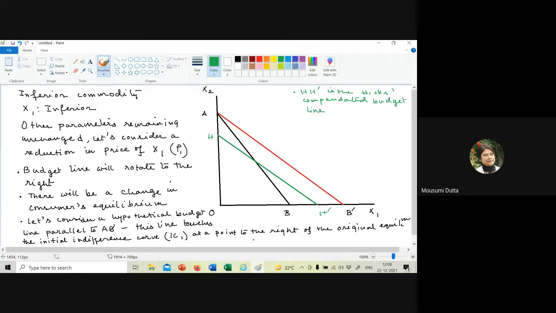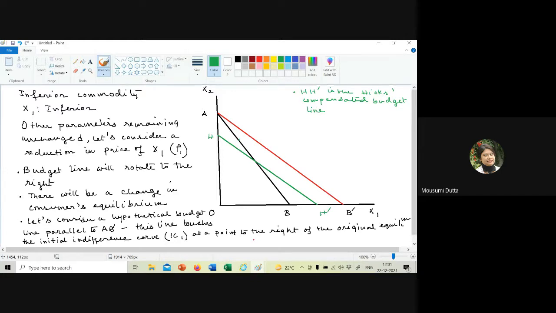Now, if I compare AB prime and HH prime, both are showing the same relative price of X because they are parallel to each other. In other words, HH prime is indicating the new lesser relative price of X1. It is flatter than AB and it is parallel to AB prime. So it is indicating the relative price which AB prime indicates, the lesser relative price of X1.